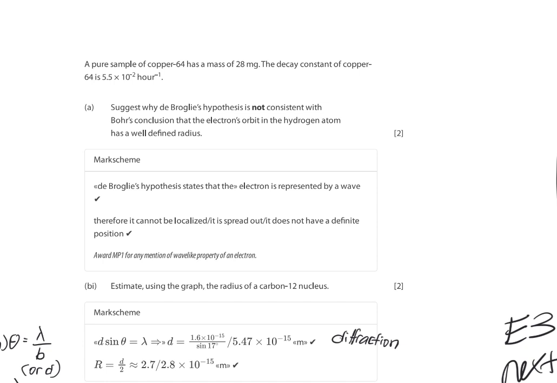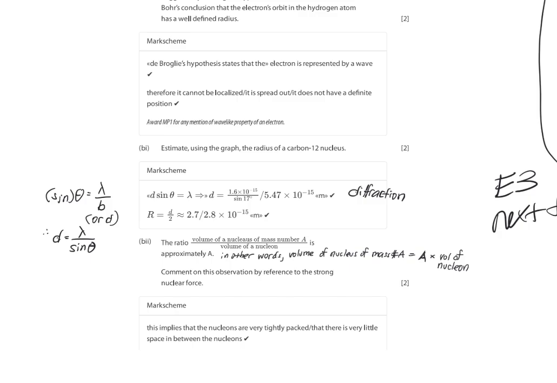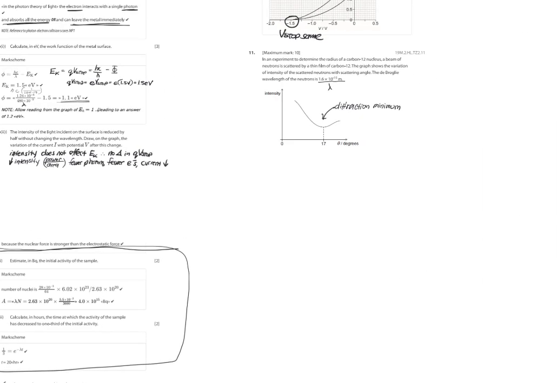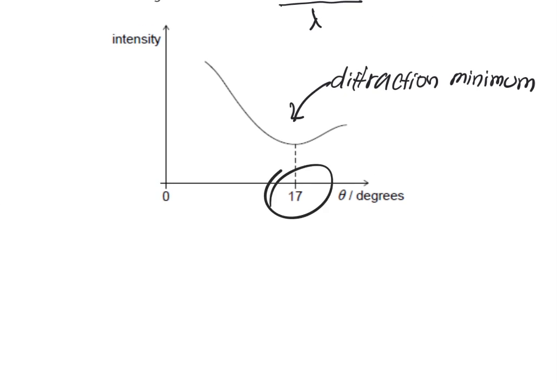So then BI says, estimate using the graph the radius of the carbon-12 nucleus. So the wavelength was given. That's the 1.6 times 10 to the negative 15 meters. So yeah, the 1.6 times 10 to the negative 15, that is the de Broglie wavelength. And then the 17 degrees, that comes from the graph. We saw that on the graph over here, 17 degrees.